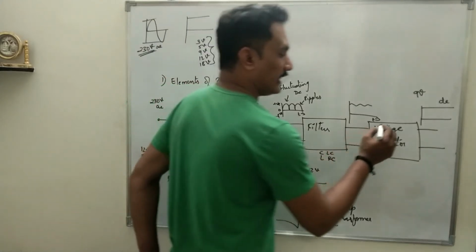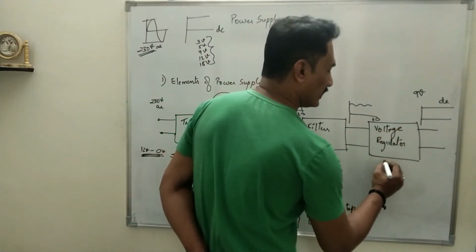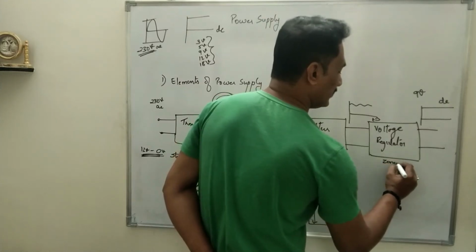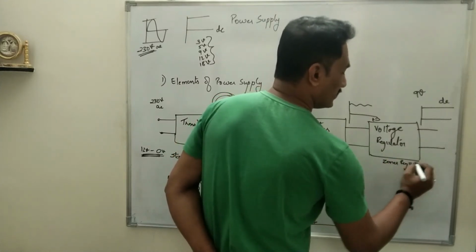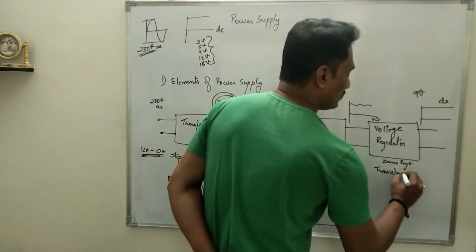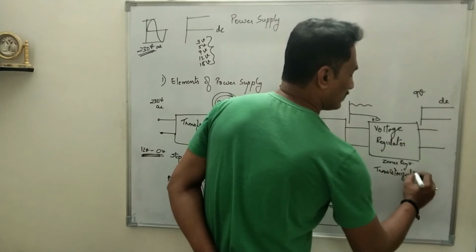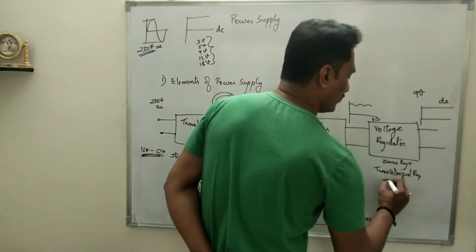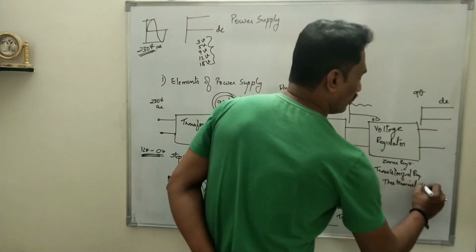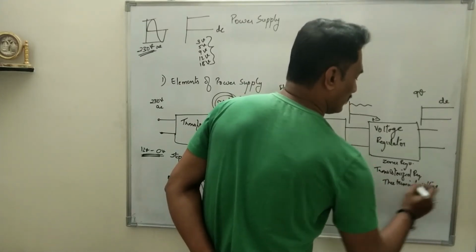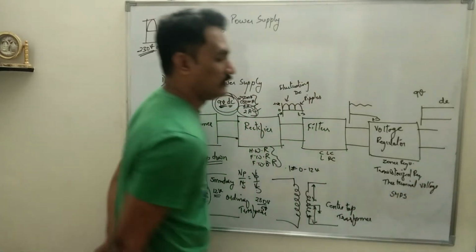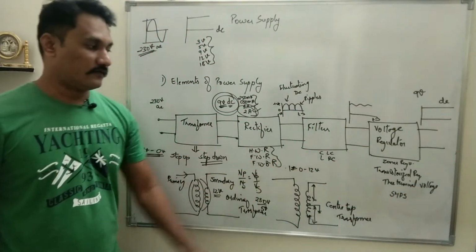Under the heading of voltage regulator, we will try to understand four such regulators: Zener regulator, transistorized regulator, 3-terminal voltage regulator, and SMPS. So these are the four voltage regulators.